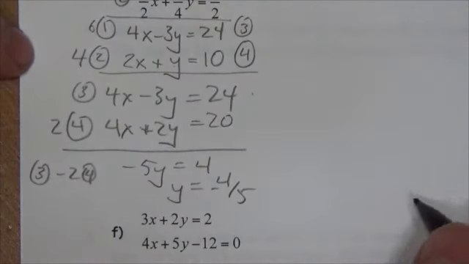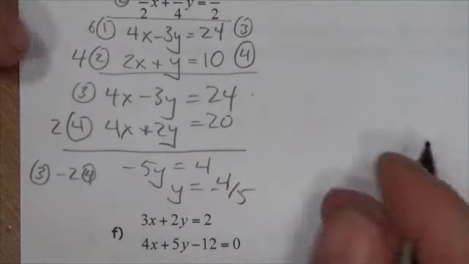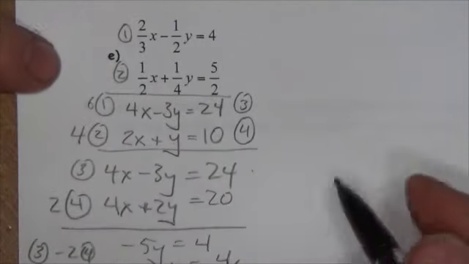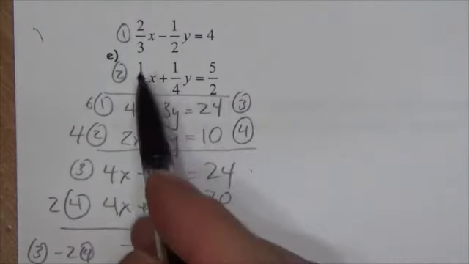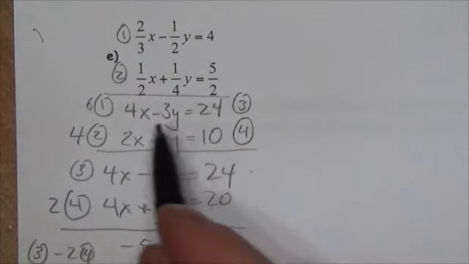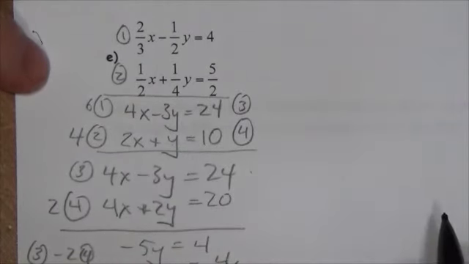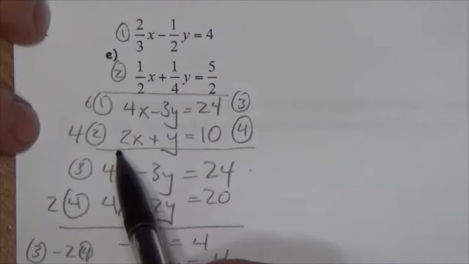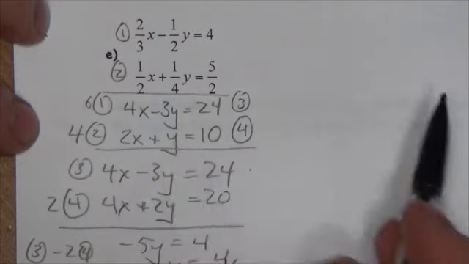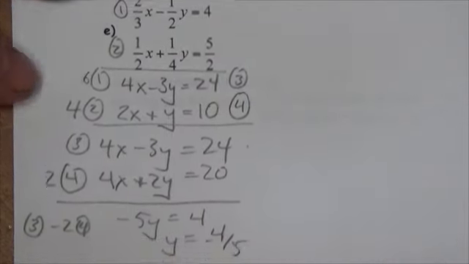Okay? Now let's just double check everything, because this fraction popped out. Let's just make sure that we've done everything correctly here. So multiply that first equation through by 6. 2/3 of 6 is 4. Half of 6 is 3. 6 times 4 is 24. Looks good. Multiply the second equation by 4. Half of 4 is 2. Quarter of 4 is 1. And then 4 times 5 halves is 10.